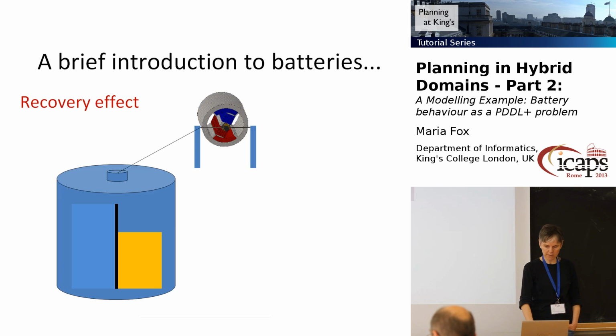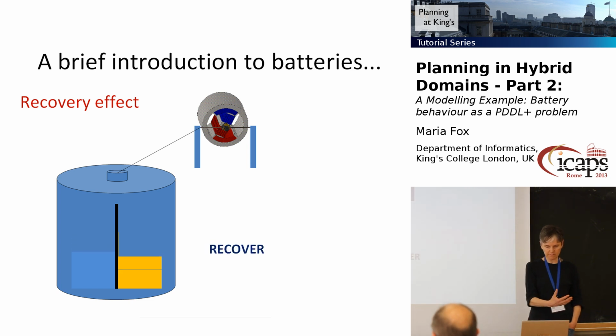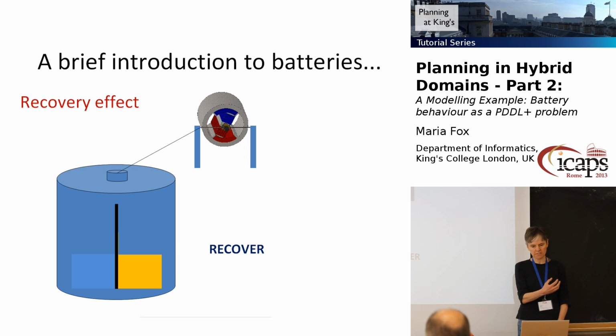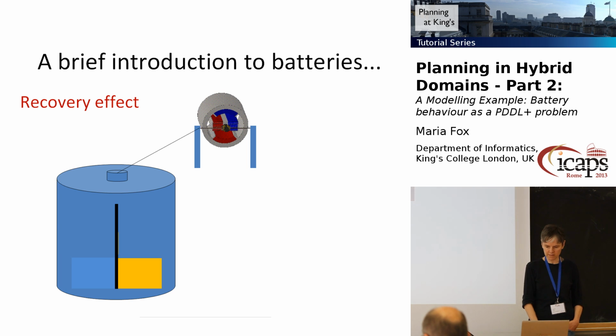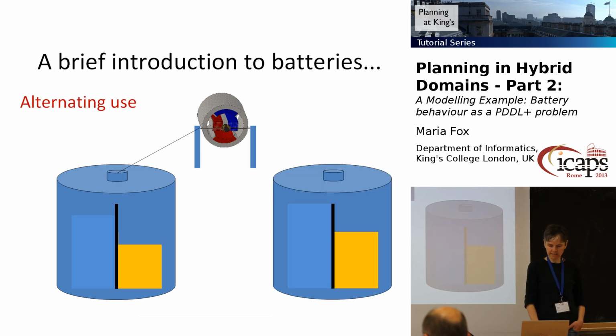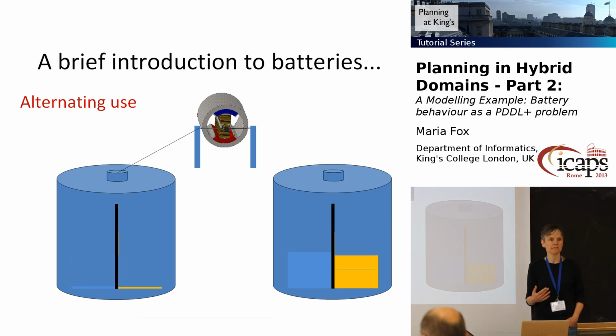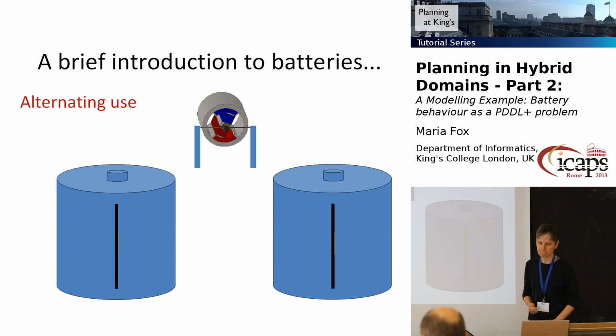So this is just to show you the basic behaviour we're interested in. If you consume charge from a battery and then give it some time to recover, then basically the charge that's bound up in the chemical properties of the battery will move into becoming available so it can be exploited to service a load, and then you can access overall more charge from the battery. And if you've got multiple batteries, then you can choreograph this consumption and recovery behaviour to try to access as much as possible of the capacity of the battery.